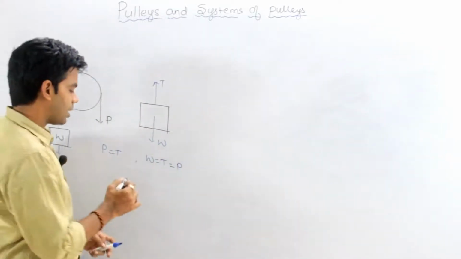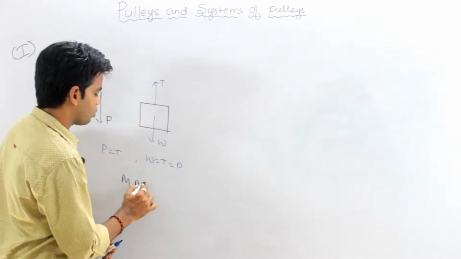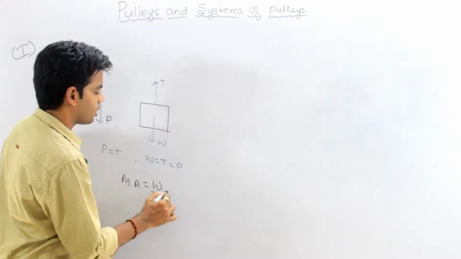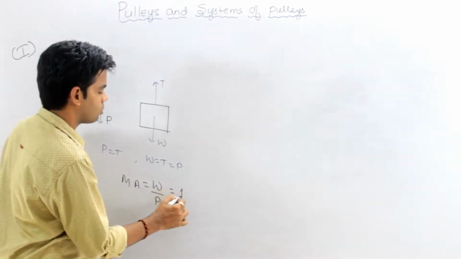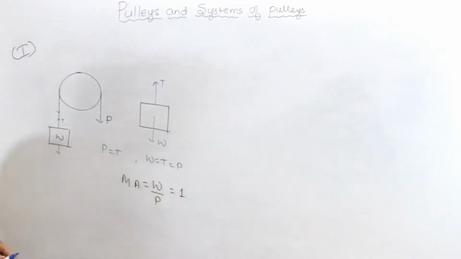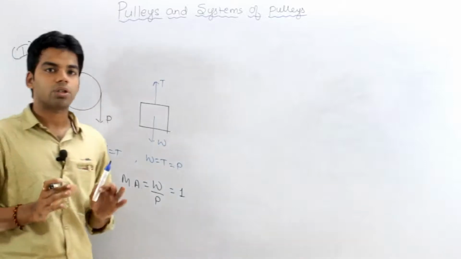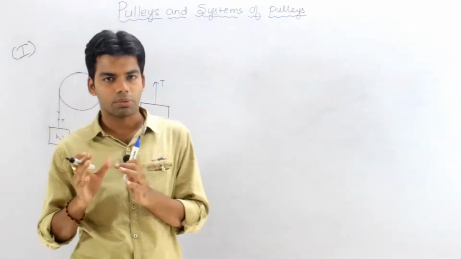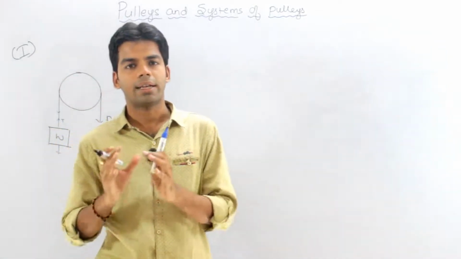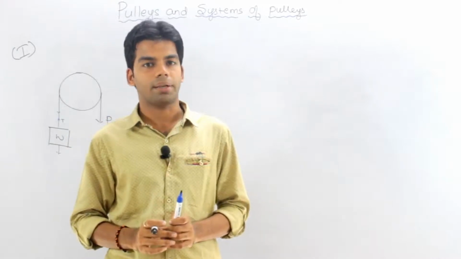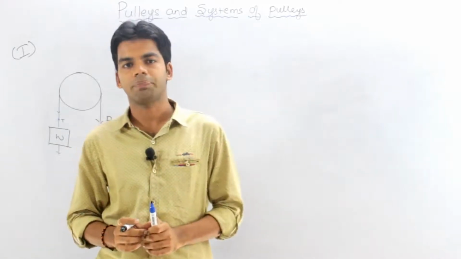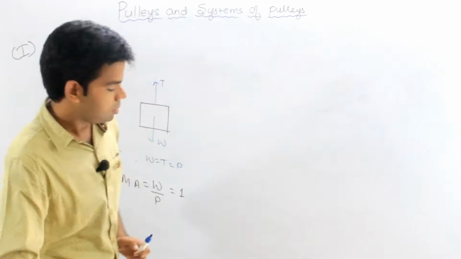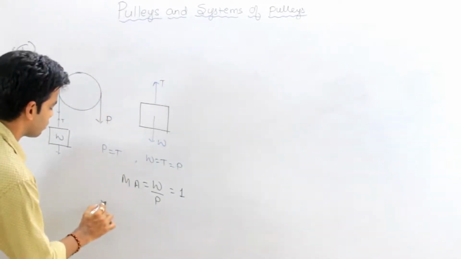Now what will be the mechanical advantage in this? Mechanical advantage, as we know, is load upon effort. Since W is equal to P, the mechanical advantage is equal to 1. For this simple pulley, mechanical advantage is equal to 1. That means whatever load we have, that much effort we will have to apply in the case of a simple pulley. Now similarly, velocity ratio also we can determine.